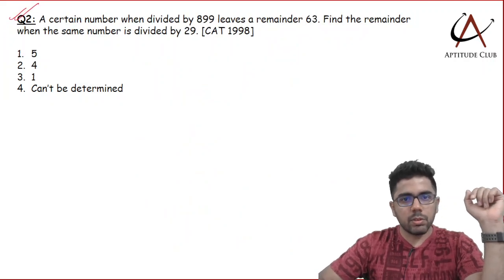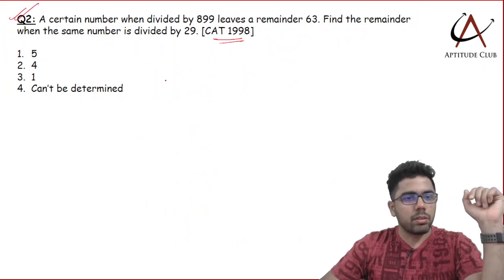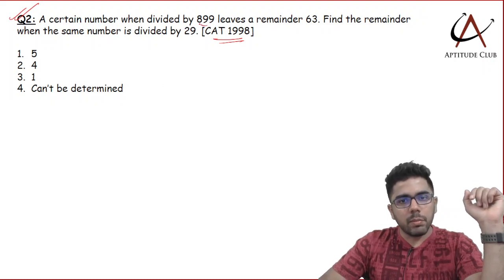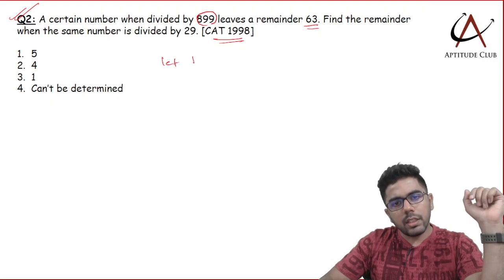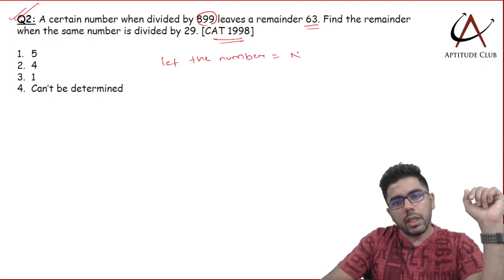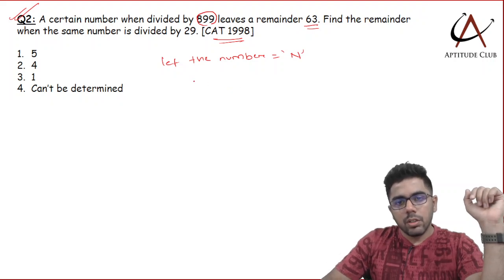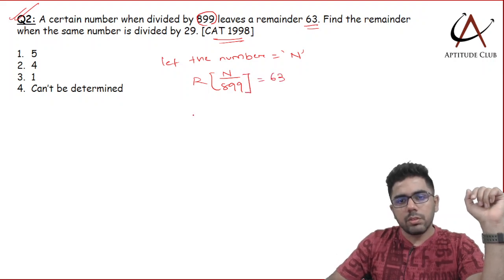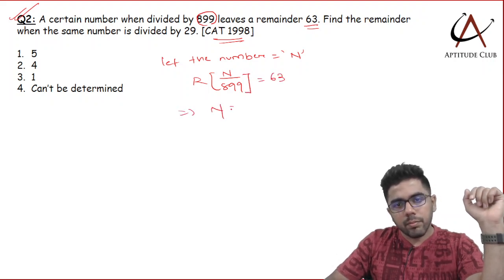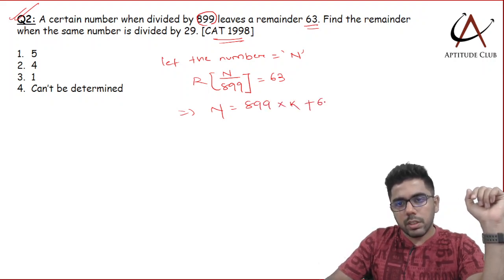Let us come to this one. This was a CAT 1998 question. A certain number when divided by 899 leaves a remainder of 63. So I'll take, let this number, certain number, let it be n. So remainder of n when divided by 899 is equal to 63. So can I write n as 899 into k plus 63?